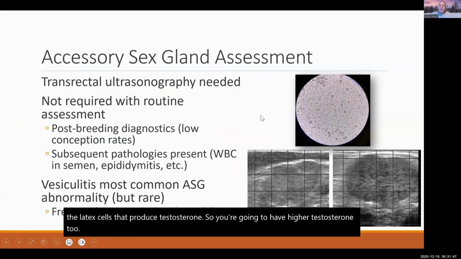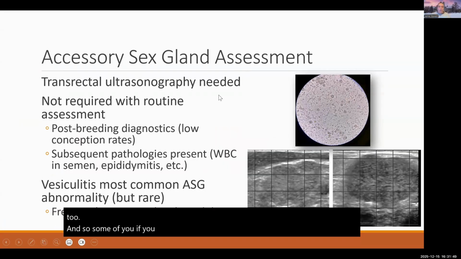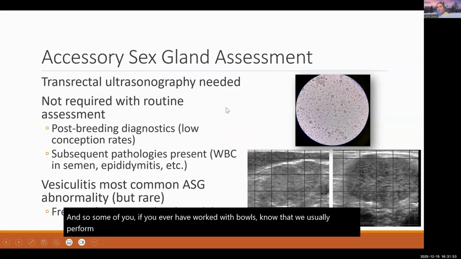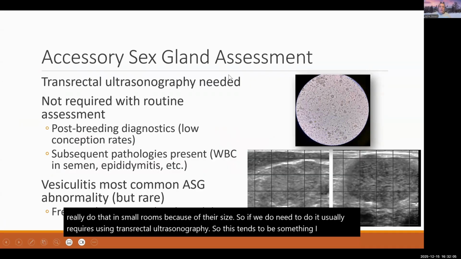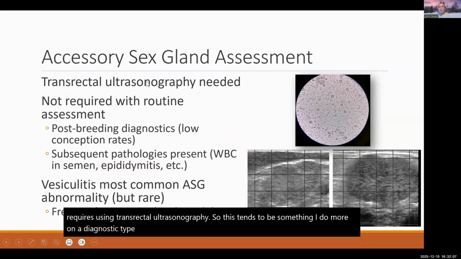And some of you, if you have ever worked with bulls, know that we usually perform transrectal ultrasound and assess their accessory sex glands. We can't really do that in small ruminants because of their size. So if we do need to do it, it usually requires using transrectal ultrasonography. This tends to be something I do more on a diagnostic type of exam and not routinely.